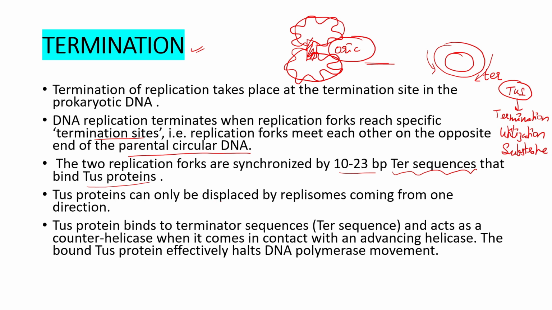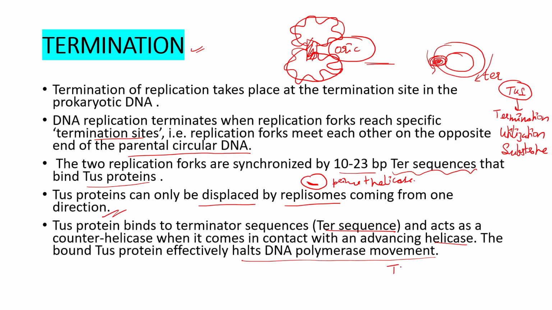TUS proteins can only be displaced by replisomes coming from one direction. So what are replisomes? Primase plus helicase. So these are replisomes. TUS proteins can only be displaced by replisomes coming from one direction. The TUS protein binds to terminator sequences, that is TER sequences, and acts as a counter helicase when it comes in contact with an advancing helicase. The bound TUS protein effectively halts DNA polymerase movement.